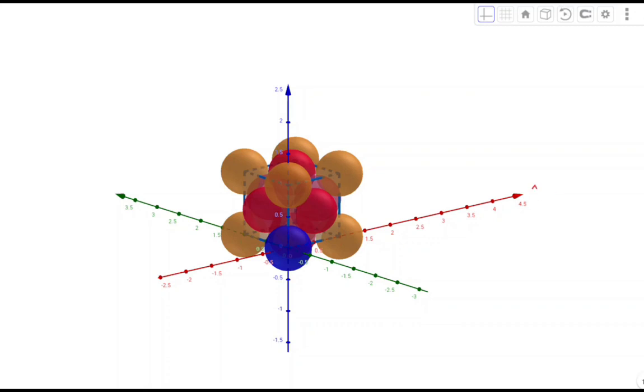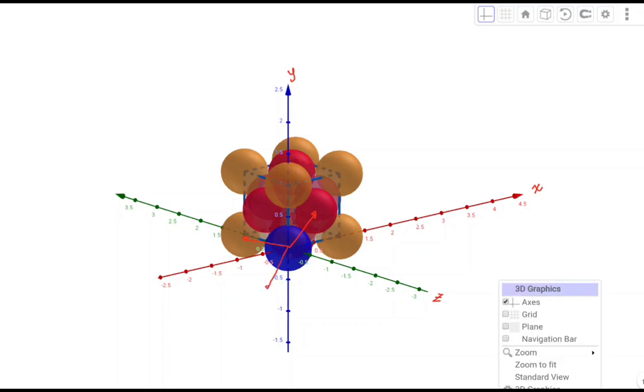Assuming that this is X, and this is Y, and this is Z. Now, on X, on this face here, the first nearest neighbor to this blue one is this one right here. And another one should be right here. Another one should be here. And another one should be here. So in the XY plane, 4 atoms are nearest to this one here.